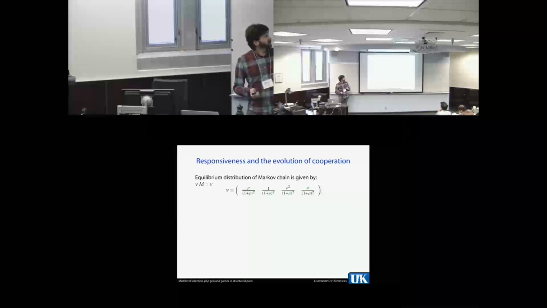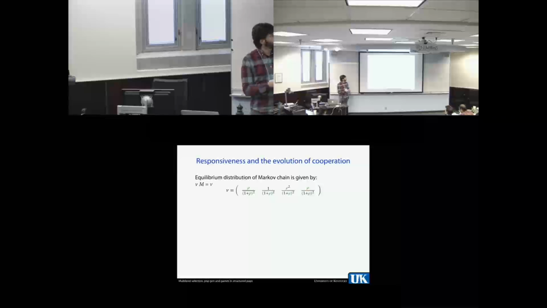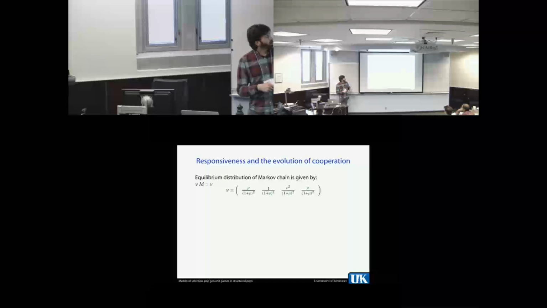With that matrix, to figure out what happens in the long run, we can look at its stationary distribution, by finding its left eigenvector, which is what this happens to be here. So individuals cooperate with probability proportional to rho. They have a higher chance of the cooperate-defect outcome, where this is the C type and this is the D type, and then rho squared and rho.